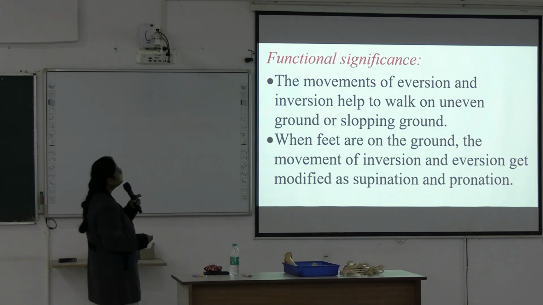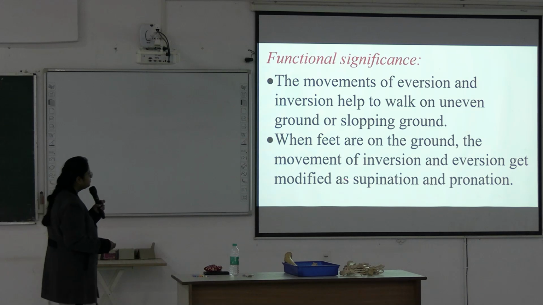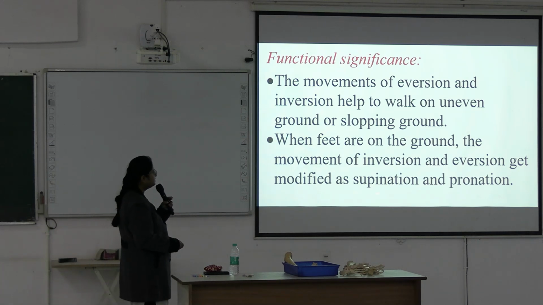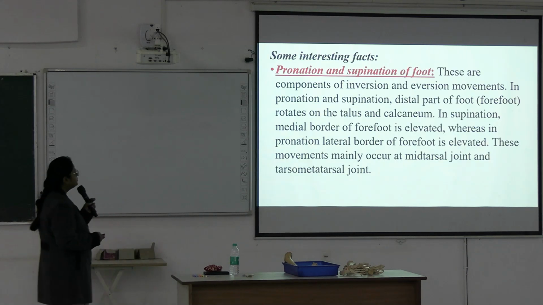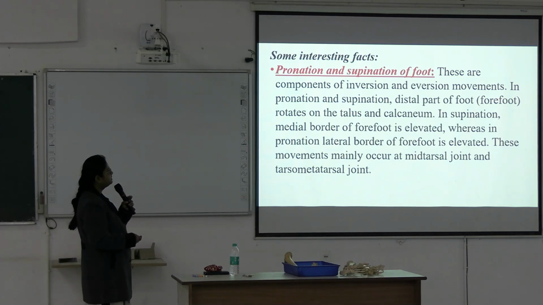Next, functional significance. Movement of eversion and inversion help to walk on uneven ground or sloping ground. And when the feet are on the ground, the movement of inversion and eversion get modified as supination and pronation of the foot. Next, pronation and supination, these are components of inversion and eversion. In pronation and supination, distal part of foot, that is forefoot, rotates on the talus and calcaneum. In supination, medial border of forefoot is elevated, whereas in pronation, lateral border of forefoot is elevated. And these movements mainly occur at mid-tarsal and tarsometatarsal joints.